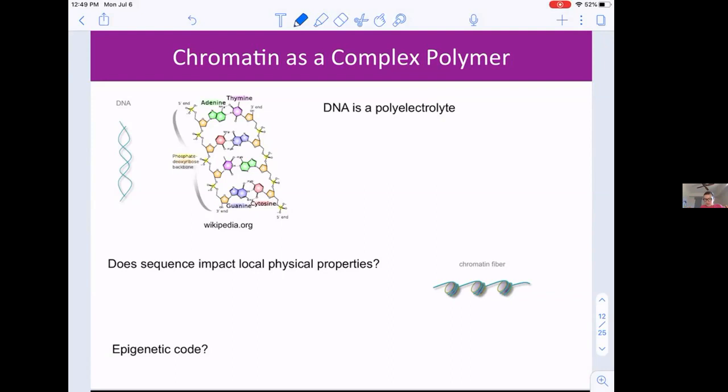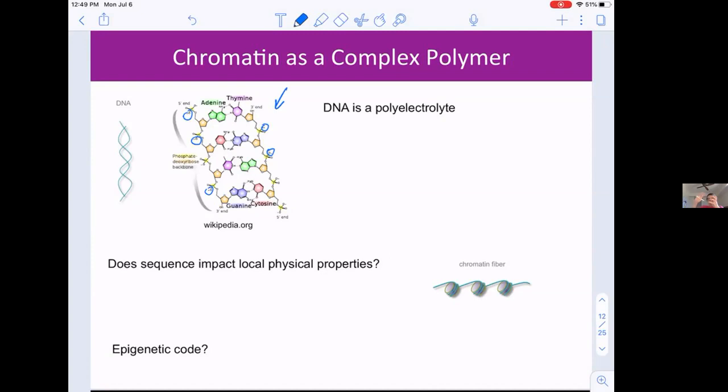Now, these mechanical properties will be a kind of composite property of both the elastic properties of the polymer as such, as well as its electrostatic properties, since DNA is a polyelectrolyte, meaning it's actually a highly charged polymer. So you see here a short piece of the DNA double helix written in its chemical form, and on the phosphate backbone, there are all these negative charges sitting there on both sides. So it is highly negatively charged.